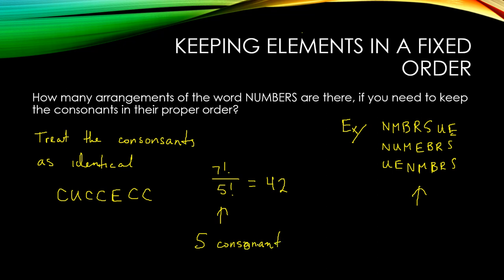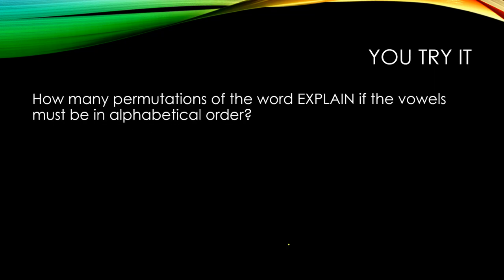Oh, I think that has an O. So we divided by 5 factorial. So 7 letters in total, 5 are consonants, divided by 5 factorial. That rule works all the time. Why don't you guys try applying that rule to a similar question?